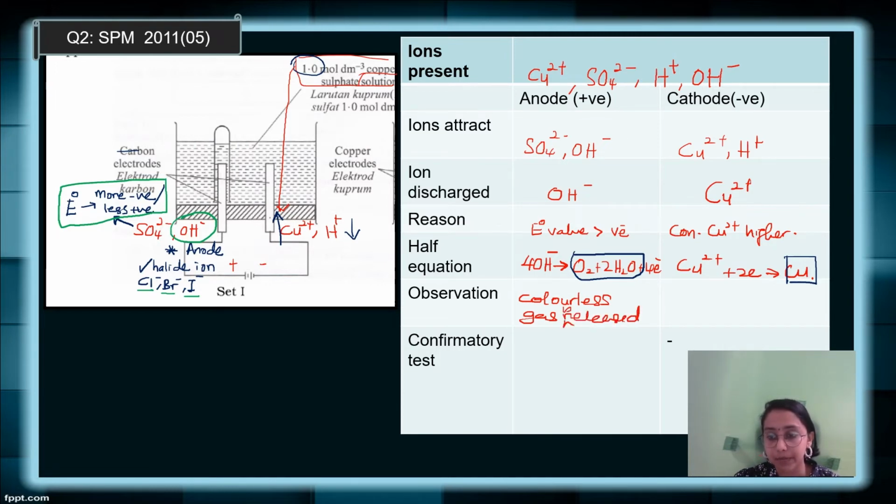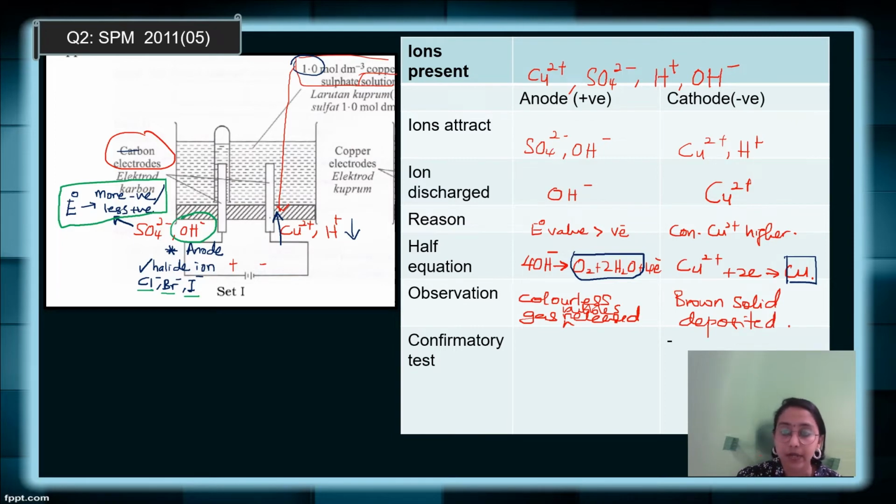Okay, usually you see the bubbles. So you can write colorless gas bubbles released. And for cathode, remember this is carbon electrode. The color of carbon electrode is gray. And what's the color of copper? Copper metal, it will be brown. So will you be able to see anything depositing on the gray surface or not? The brown solid on the gray surface can easily be seen. So you can write your observation here for copper: brown solid deposited.